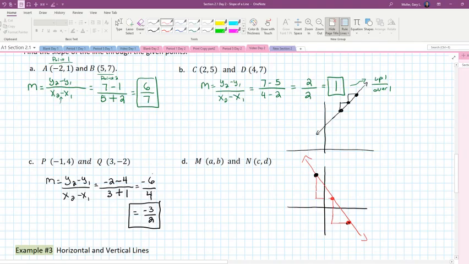But remember, before we reduced it, we said it was negative 6 fourths. That would have been 1, 2, 3, 4, 5, 6. 1, 2, 3, 4. And we still end up on the same line.